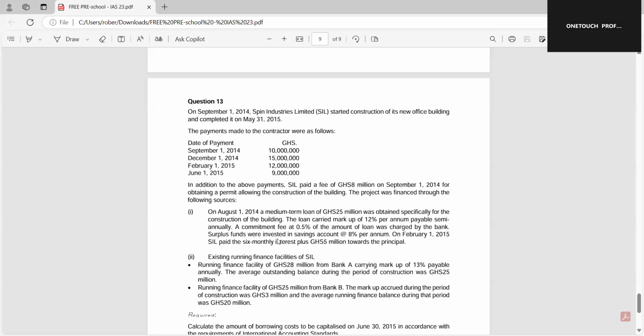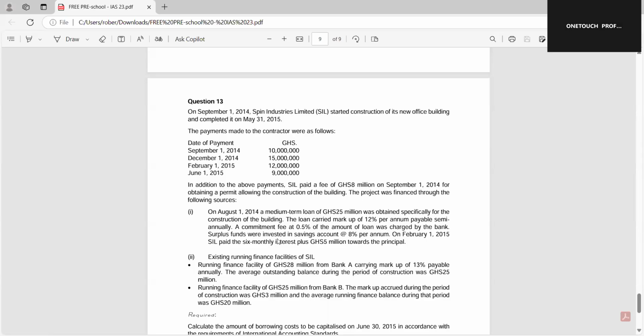Which means that if we want to use the 3 million to express the percentage, then for the running finance facility, the 3 million is 9 months. So it means that the running facility at 13% should be multiplied by 9 months, because the construction period is just 9 months, so that we know that we are accounting for only 9-month interest. Please, do you get it? Yes, sir.